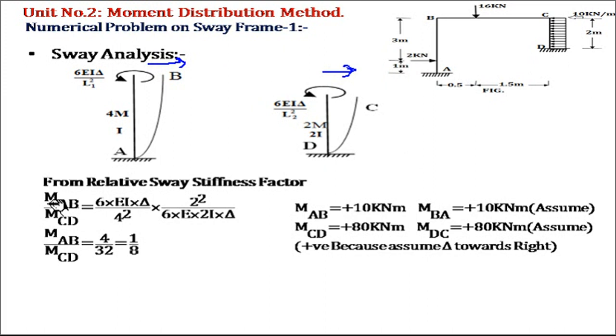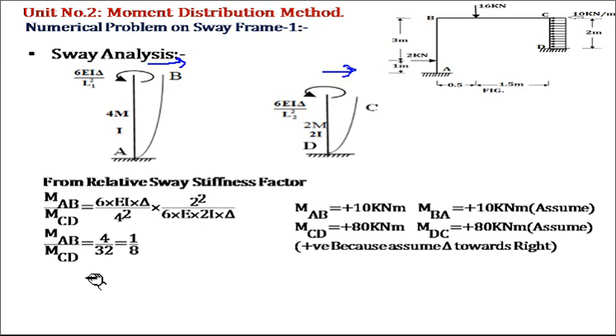Now we are comparing the moment in member AB with the moment in member CD. The moment in member AB will be 6EI delta upon L1 square. Here the value of I is I and the value of L1 is 4, so 6EI delta upon 4 square. Now the moment in member CD is divided, so here it will be multiplied. The length of the member is 2 and the moment of inertia is 2I, so 2 square divided by 6E into 2I into delta. So here we get the value 4 by 32, which is equal to 1 by 8.